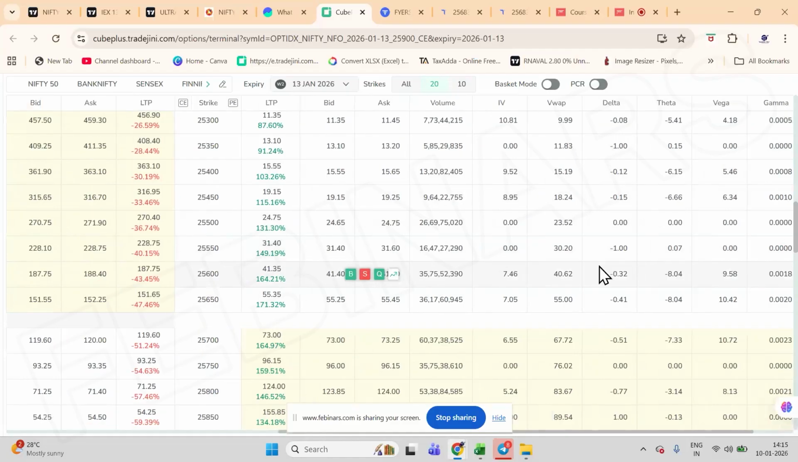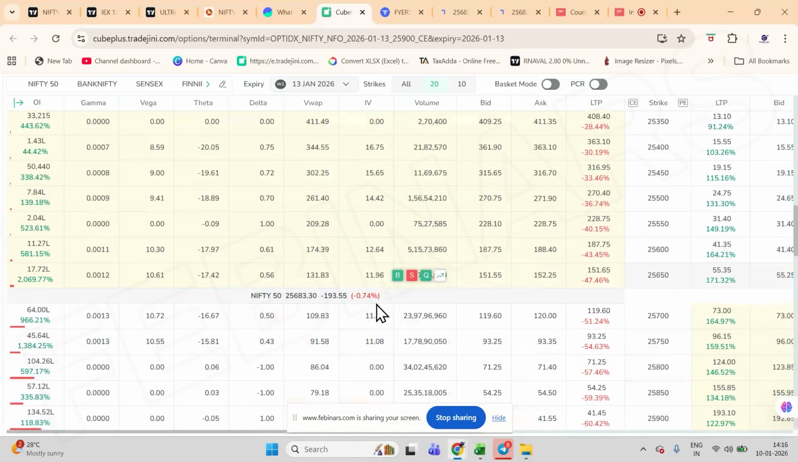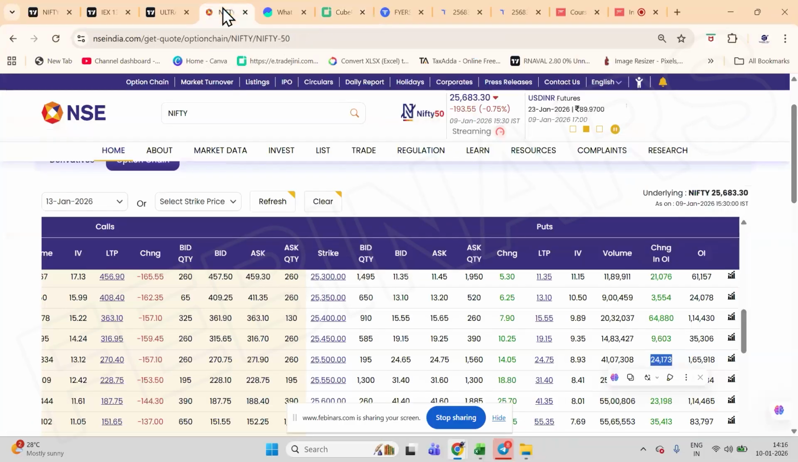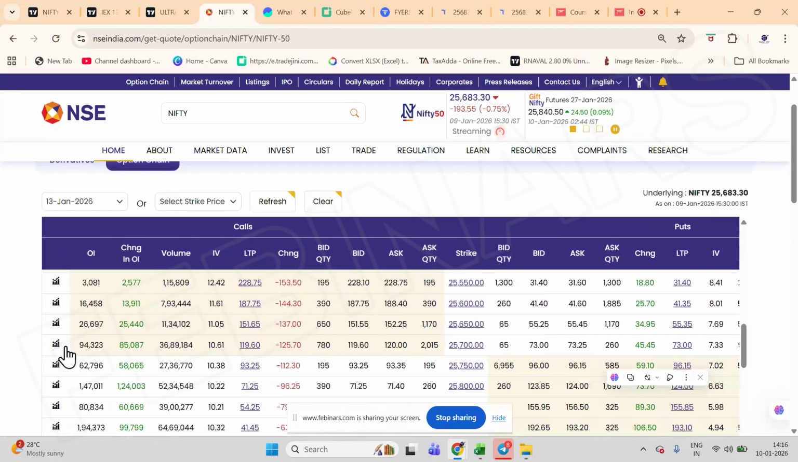Similarly, on the call side, we can see that is 25,800, 25,900. The major shorts have been built. So one thing is clear, the markets will not cross 25,800 to 900 in a hurry. Even 25,700 also shorts are built. The call option of 25,700 also short has been built. Open interest is positive basically.